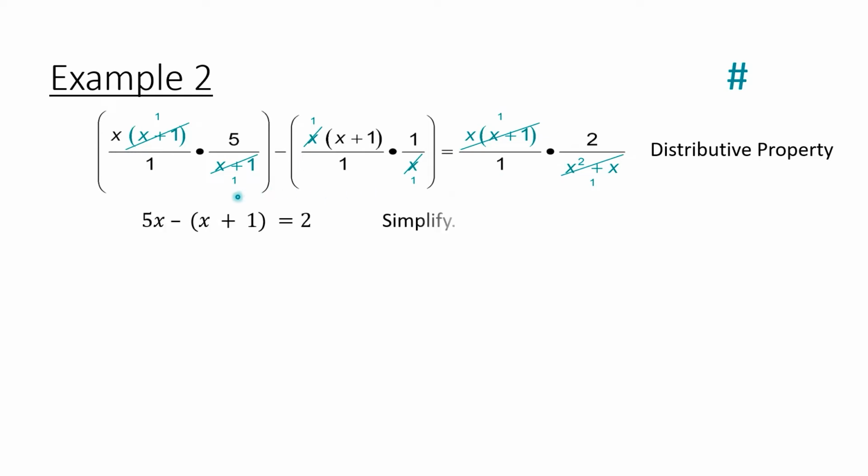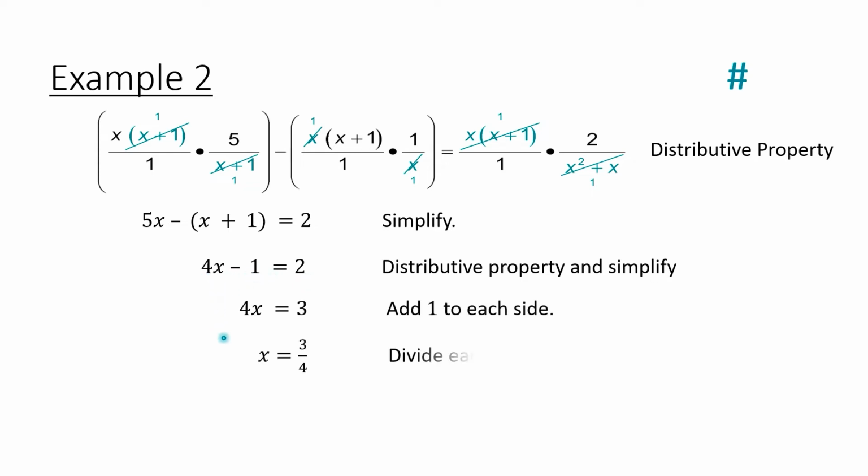After simplifying, we get 5x minus x plus 1 equals 2. Again, we need to apply the distributive property here and then simplify. We get 4x minus 1 equals 2. The next step is to isolate the variable x. After solving, we get x equals 3 over 4. Therefore, let's conclude that the solution of the given equation is x equals 3 over 4.